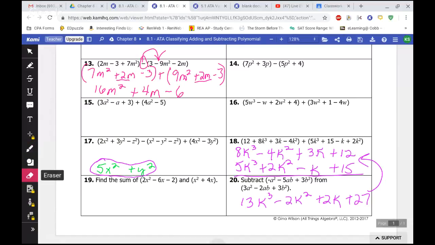Is everybody okay with me erasing 18? I'll rewrite the answer up there. I just want to erase my work. Has everybody got it? Yeah. Okay. I'm going to rewrite the answer in the box just so that it remains there.